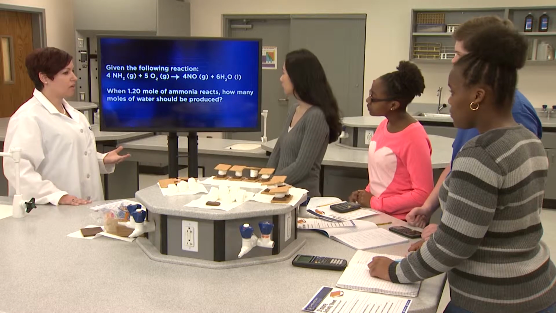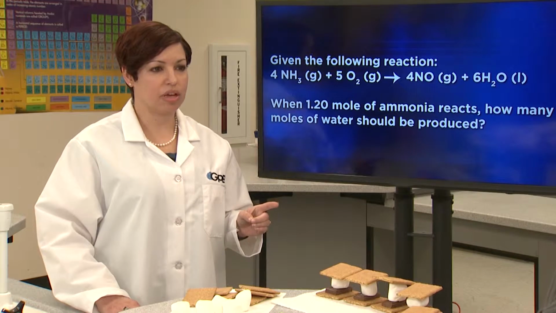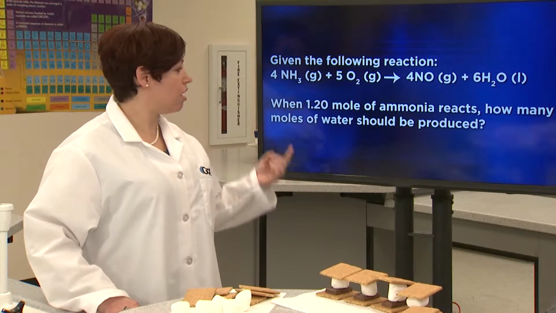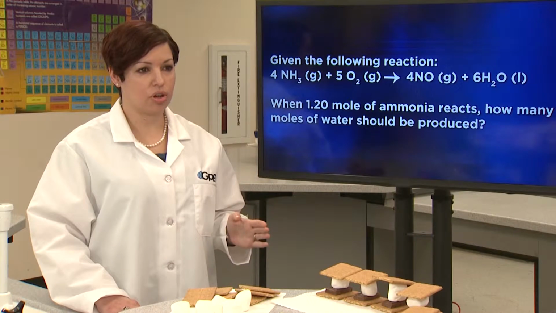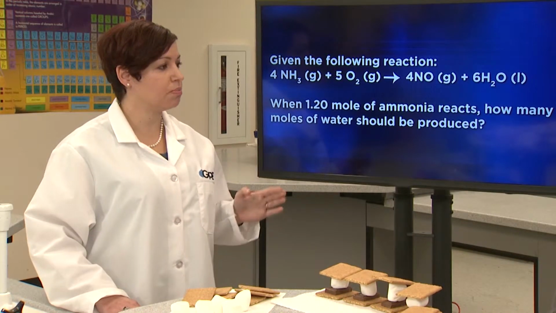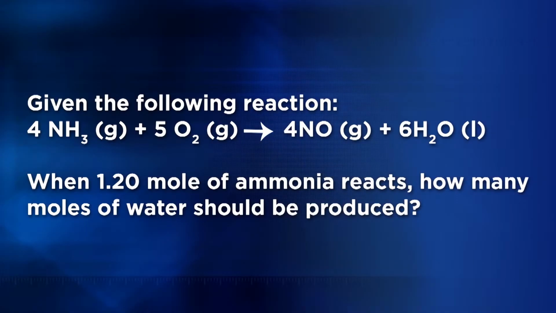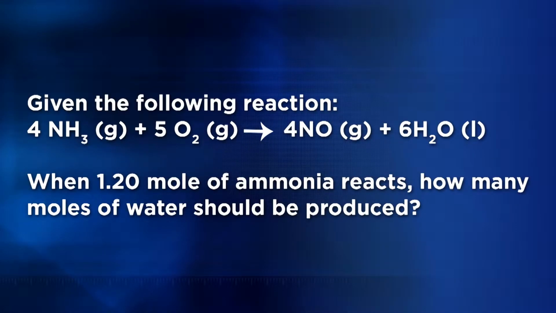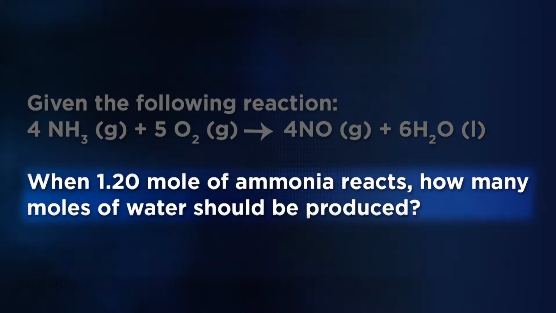Ammonia can react with oxygen to produce nitric oxide and water. So let's say that you operate a factory manufacturing nitric oxide for heart medication. Your starting materials are ammonia and oxygen. In your factory, let's assume that it's very important to know exactly how much water will be produced by this reaction, since you're careful to recycle as much water as you can. So given this balanced chemical equation, where 4NH3 plus 5O2 yields 4NO plus 6H2O, when 1.2 moles of ammonia reacts, how many moles of water should be produced?